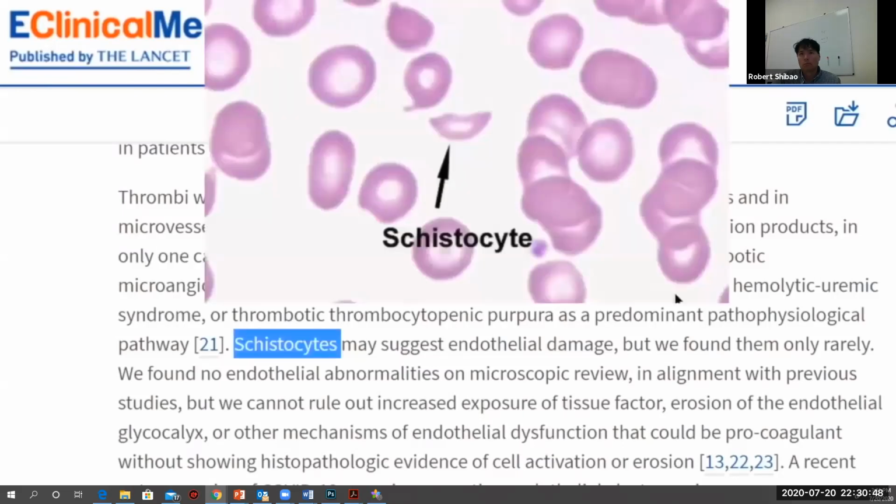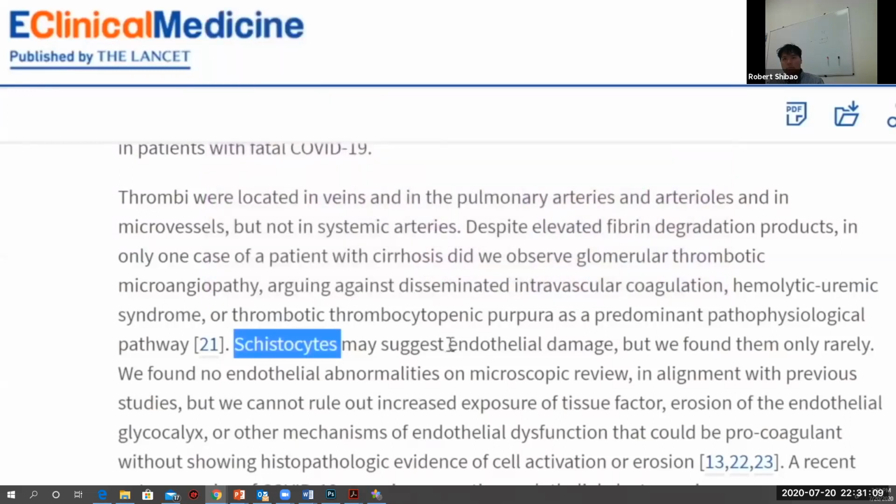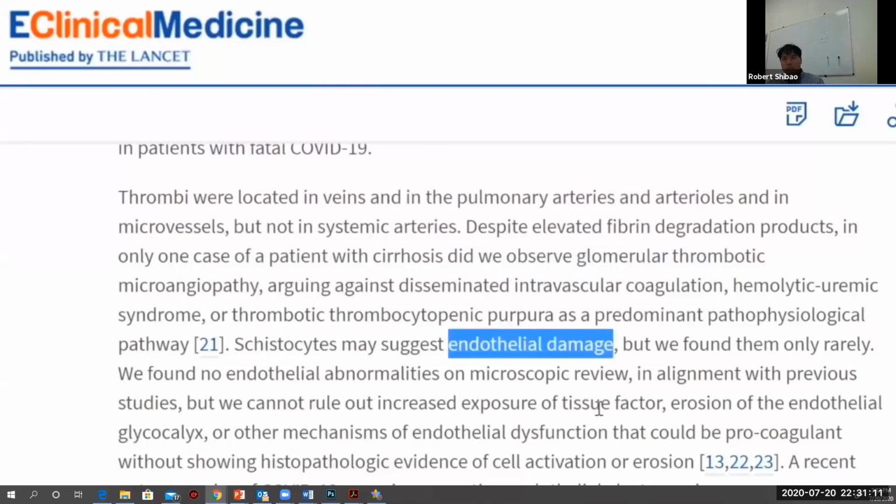Schistocytes are simply just broken up red blood cells. As the red blood cells are careening through these vessels, when there are little strands of fibrin, they get sheared on these and they get destroyed. Instead of seeing nice round red blood cells, you see fragments of red blood cells, and those are known as schistocytes. Well, those are typically seen when you have endothelial damage. They didn't see any of those. They found no endothelial abnormalities.